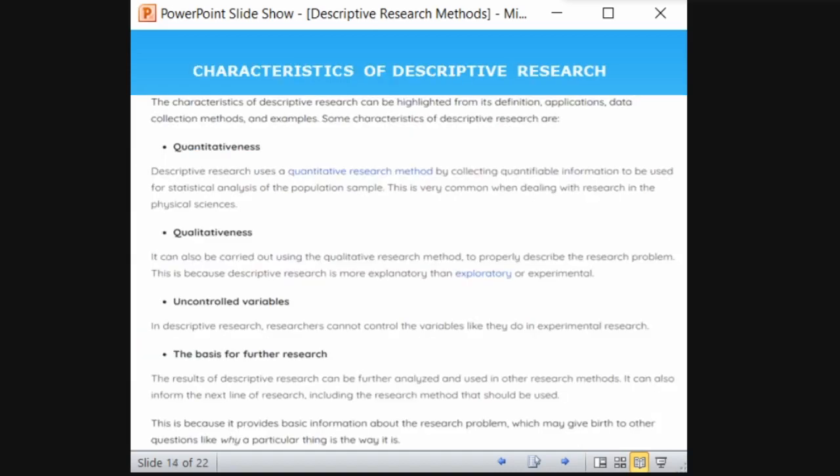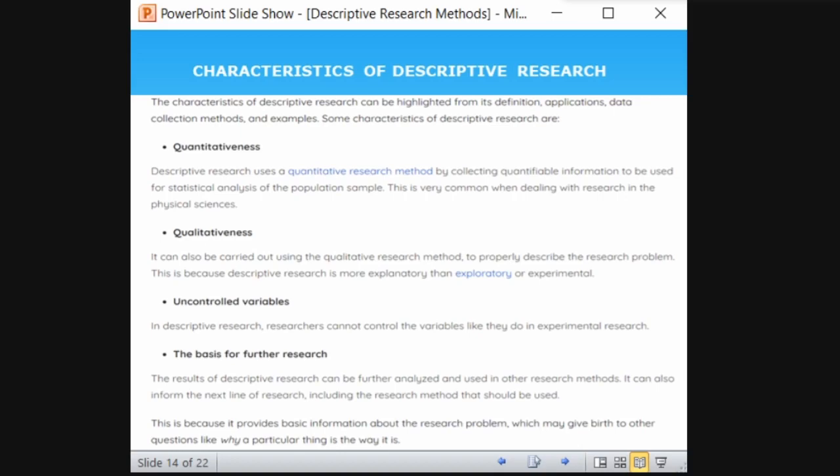So these are the different characteristics of descriptive research. I told you it involves both quantitative and qualitative, right? Quantitative is by collecting quantifiable data. What is quantifiable? That which can be measured, used for statistical analysis of the population sample. And it can also be carried out using the qualitative research method to properly describe the research problem.